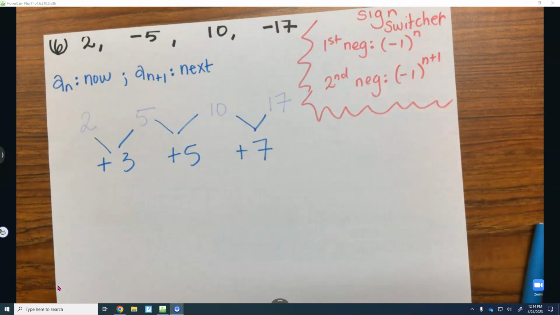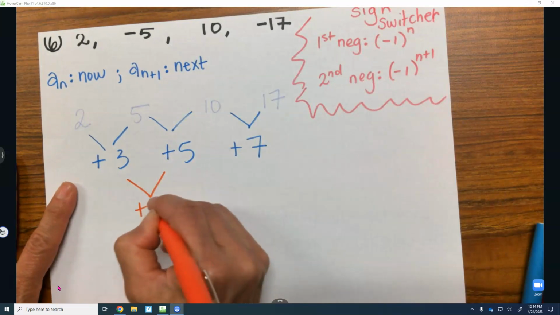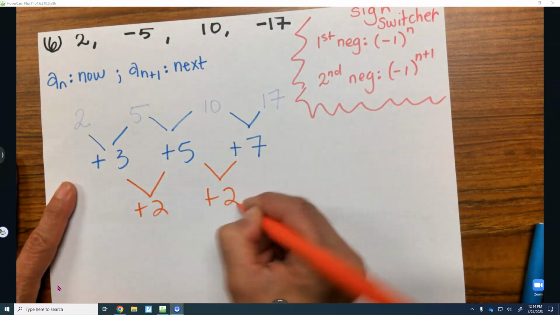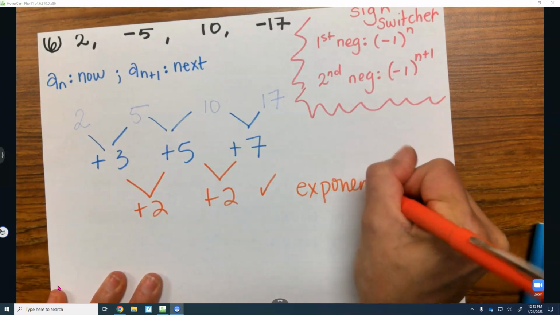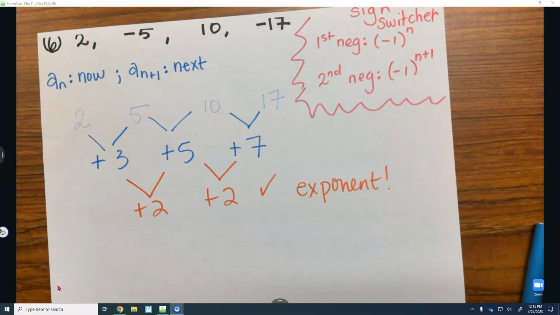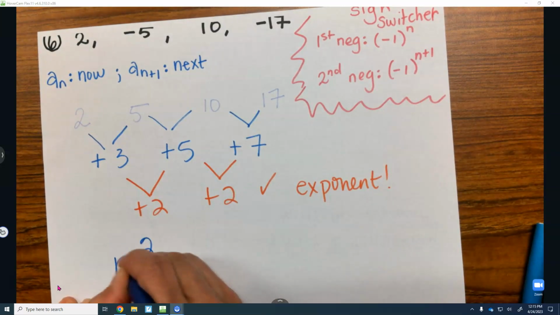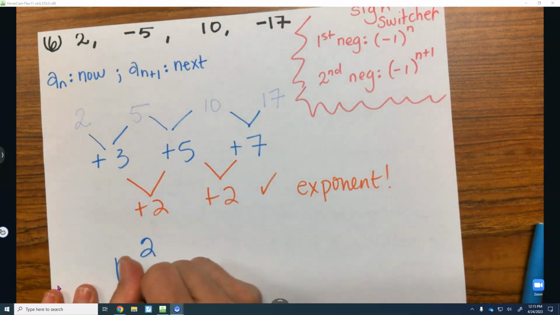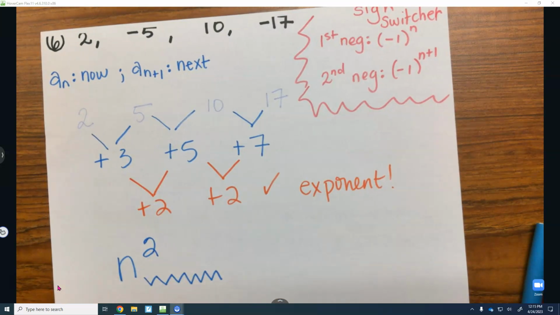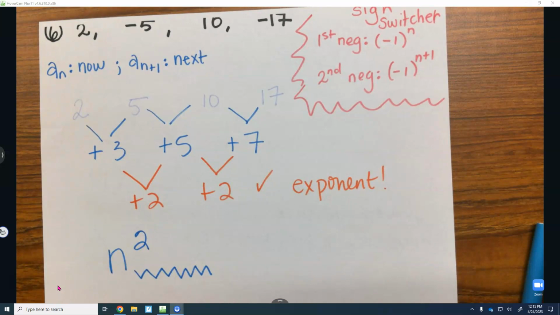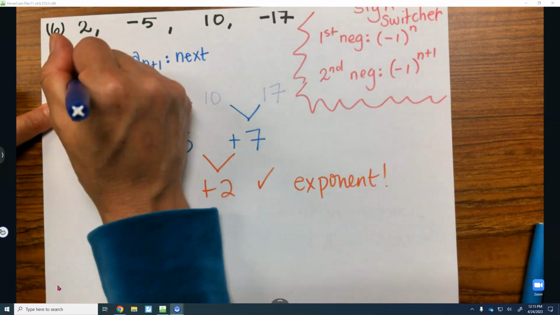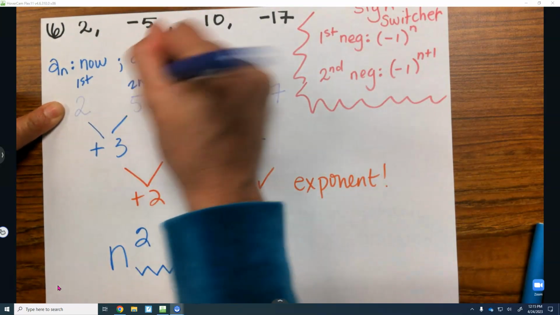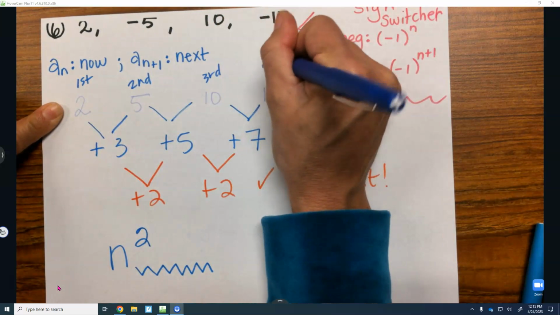These are not consistent, so let's keep going. 3 to 5 plus 2, 5 to 7 plus 2. That means we have ourselves an exponent. So with that exponent, we know it's going to be an exponent of 2. N is going to be the number in front, but don't forget, we're going to have to adjust by either adding or subtracting some value. And we're using this right here. Now remember, this is first, second, third, and fourth.